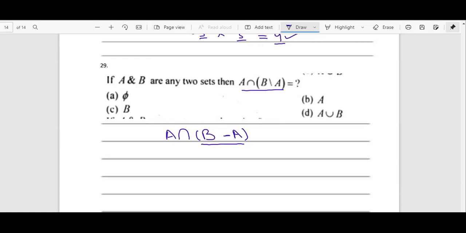So this set right here has only the elements of B. Whatever element of A we had common in B has been removed because of this part right here, right? So this means that this set and this set, they have nothing in common. If they have nothing in common, their intersection would result in an empty set. That is basically null set. So A would be the answer in this case. Right. Okay, so we are done with these questions.